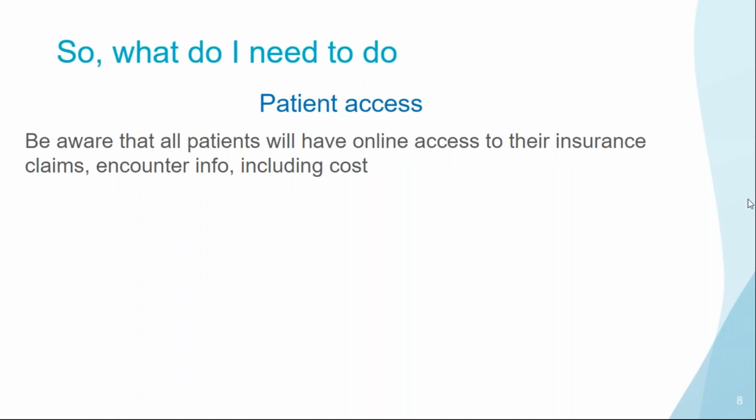So out of all of those things, those 4 things, you're probably thinking, okay, well, what do I need to do? For the patient access, this is just an awareness that patients will have online access to their insurance claims and encounter info, including costs, in a much more transparent, easier, available way. So when they come in and start talking to you about it, you won't be caught off guard.